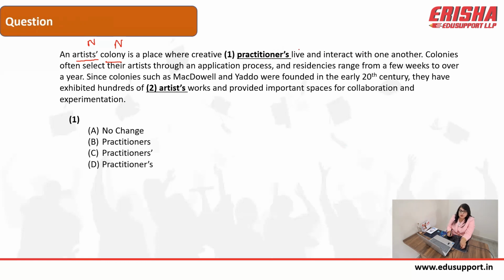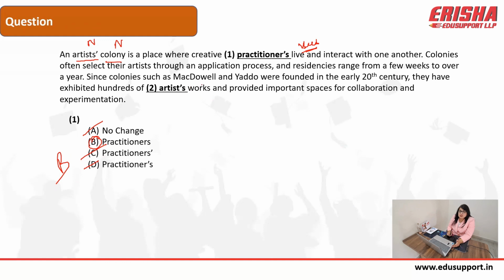When I need the plural form of practitioner, wherever the singular is there, I will eliminate. The singular is given in A, practitioner's, so I will eliminate it. The next singular is given in D, where they have given practitioner's again. The only difference is that one has a capital letter and the other a lowercase letter. Practitioners is given, so we say we need the plural form. Live is a verb, right? So we don't need the possessive case over here. That's why C will also go and B will be the right answer. Always write B like this.